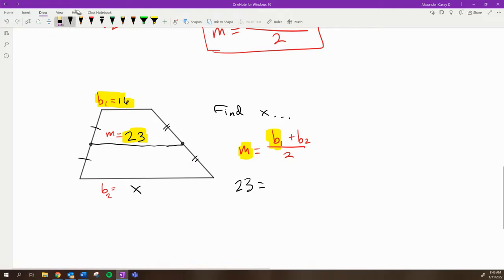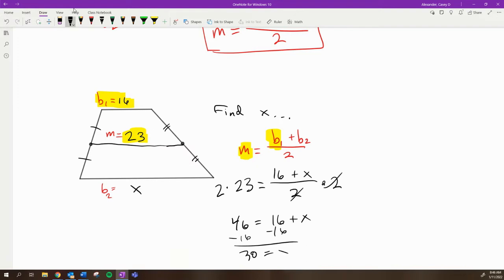Sorry for the technical difficulties here. So base 1 is 16. Base 2 is X. And then I divide that by 2. And then I just have to solve for X. It's not that difficult, right? I'll multiply both sides by 2. And I get 46 equals 16 plus X. Simple. Subtract 16. You get 30 equals X. And so this has to be a 30 unit length side.